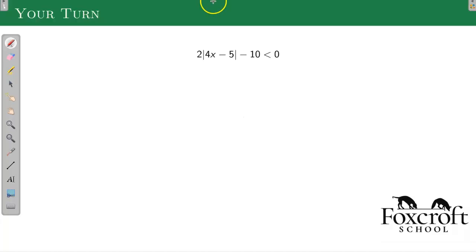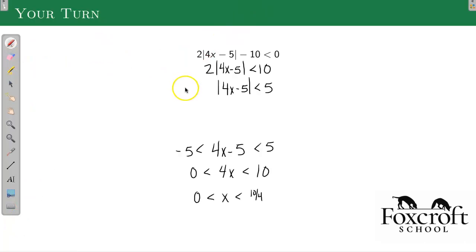But here's one for you to try on your own. Not going to have a negative sign, so it's more straightforward. All right, go ahead and try this one on your own. I'll show you the answer in 3, 2, 1. All right, and here's the final answer that you get.